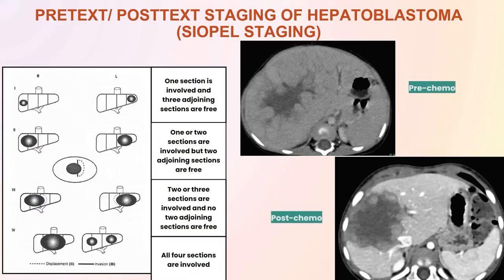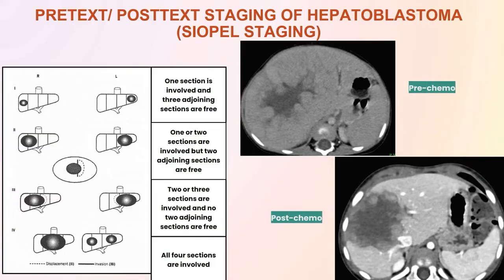The last is, maybe I'm still again venturing into Gayatri's territory. This is the pre and post-chemotherapy staging of hepatoblastoma. Again, our segmental anatomy comes into play, so we need to localize. We have the liver as 4 sections. So this is the PRETEXT staging.